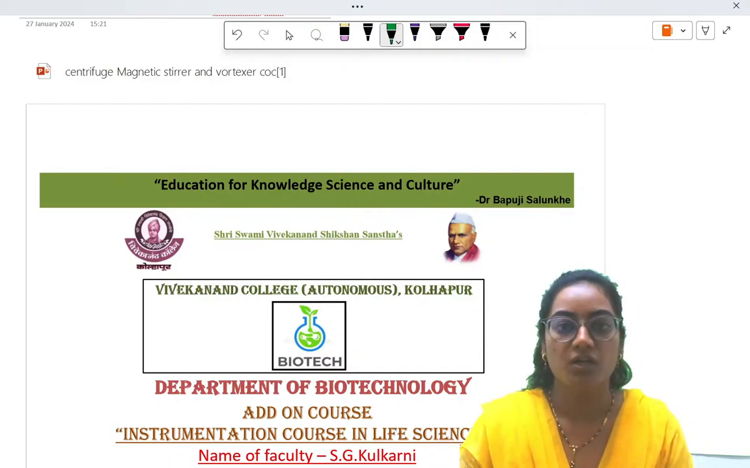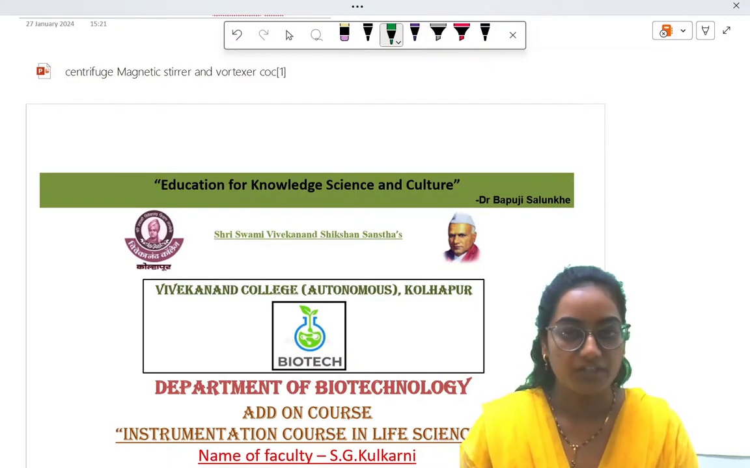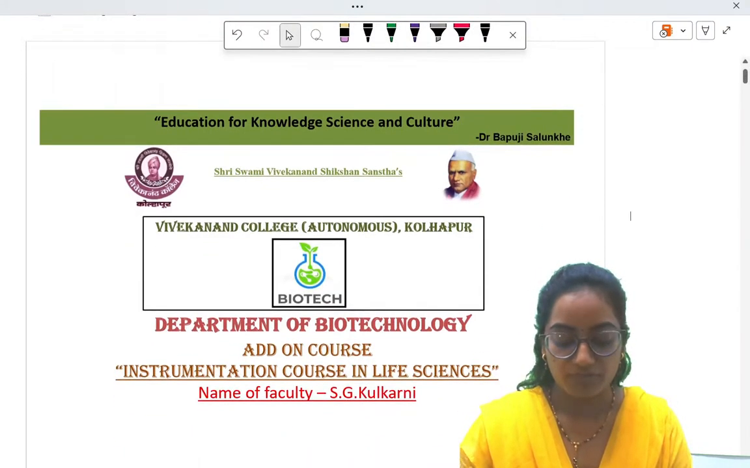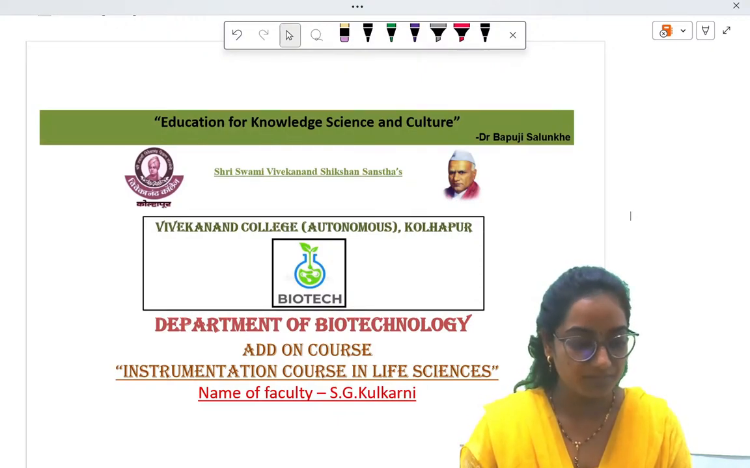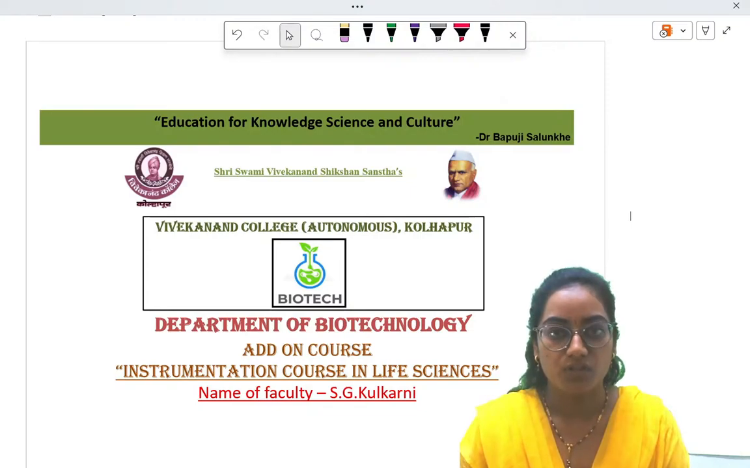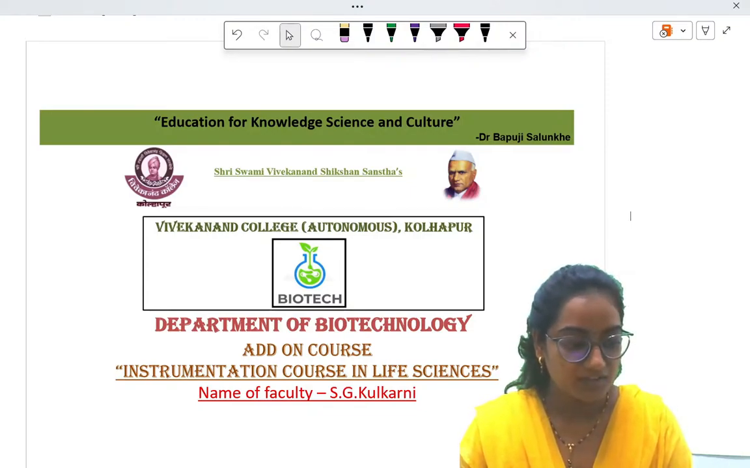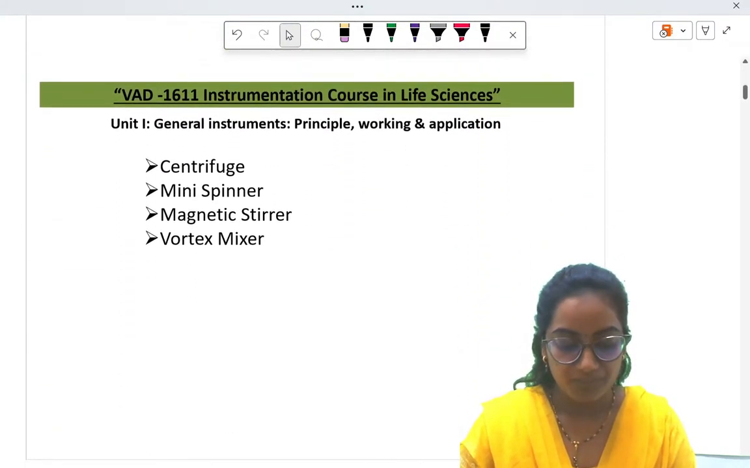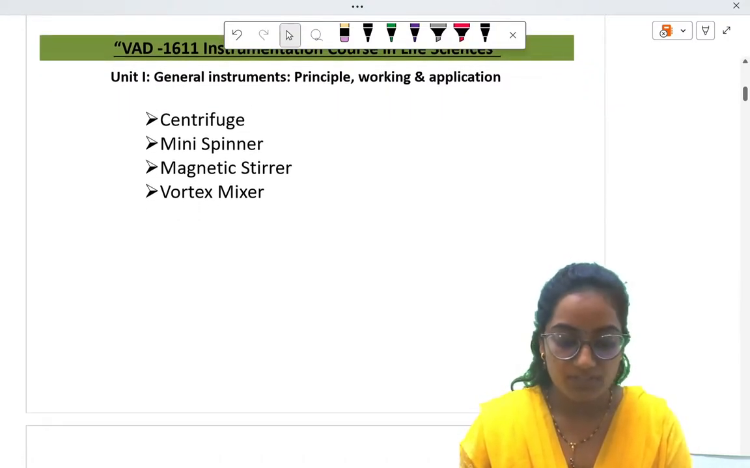This is the first course containing instrumentation, in unit number one. Unit number one contains the centrifuge, the topic we are discussing now. What is a centrifuge? A centrifuge is an instrument used for separation of fluids of different densities, or liquids from solids. The centrifuge is the instrument applicable for the process of centrifugation.